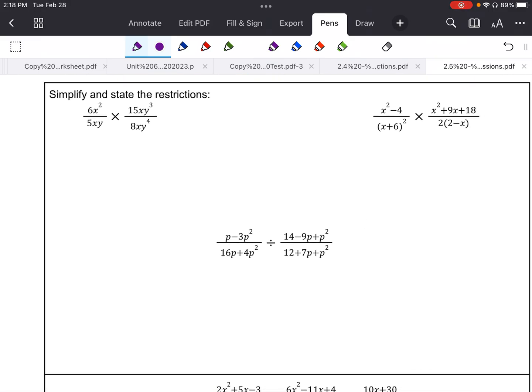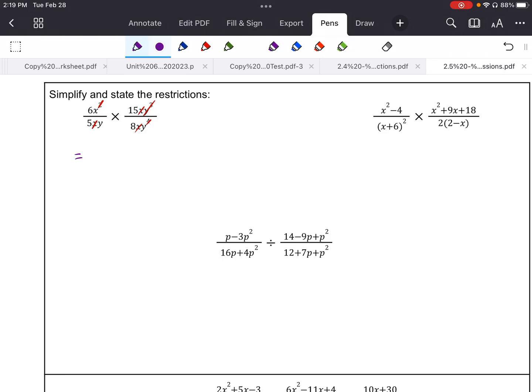Okay, number one, simplify and state the restrictions. So first thing we want to do is try to cancel things out. So when you're multiplying, you can just look at your numerators and denominators. So we can see in this first one, 6 and 5, can't do anything there. But we have x squared and x, so we can cancel out the x and the squared part. In the second fraction, the x's can cancel. The y cubed can cancel, which takes 3 out of the bottom exponent and leaves it with 1.